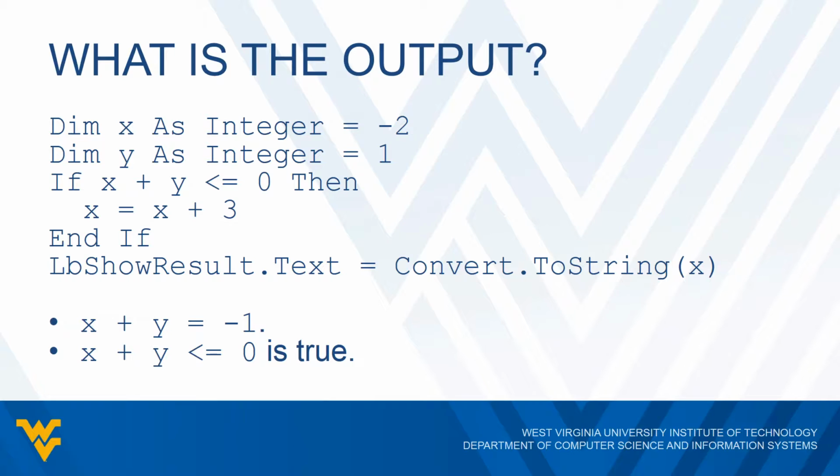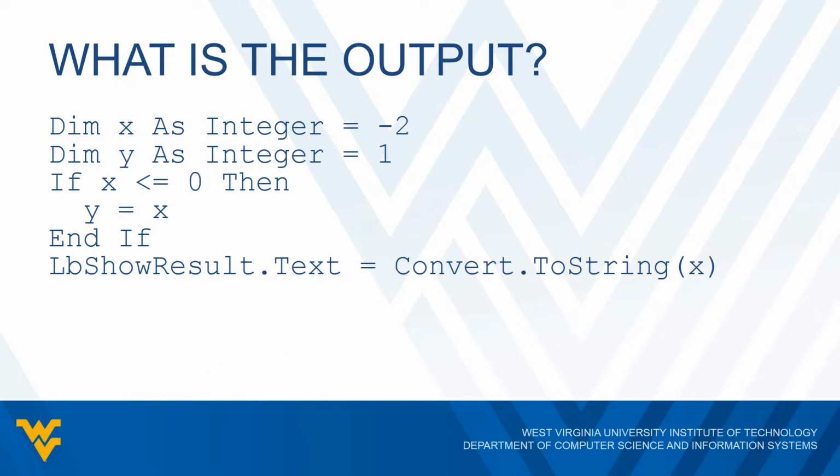Therefore, we're going to go inside the body of the if statement, or I should say the then portion of it. We're going to add 3 to x. X is currently -2. We add 3 to it, so that gives us 1. Therefore, our output is going to be 1.